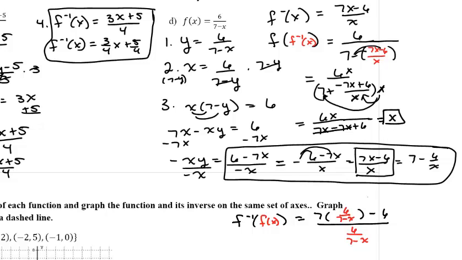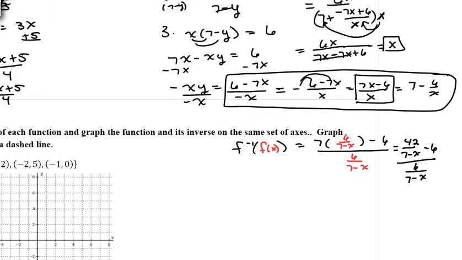Okay, so here we have 7 times this fraction, so we can go ahead and take care of that. I'm going to switch back to my black pen. Okay, so that would just give us 42 over 7 minus x minus 6 on the top, and then 6 over 7 minus x on the bottom.